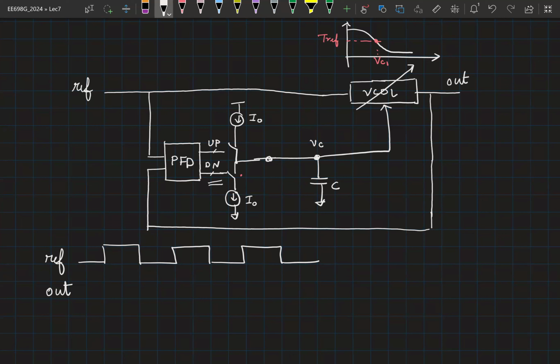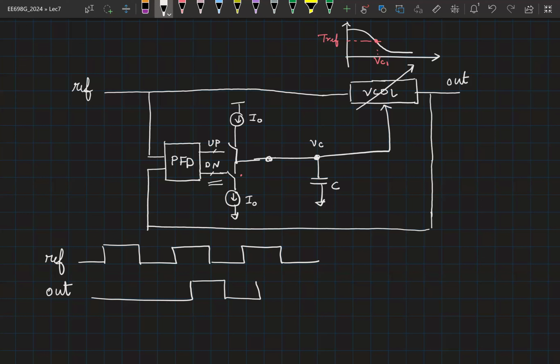Based on the information you have so far, can you tell me from where I should start the first edge of out? Is it okay to start from here? VC0. I should move it towards the right. Somewhere here. Does that make sense to everyone? Is that argument okay for everyone?